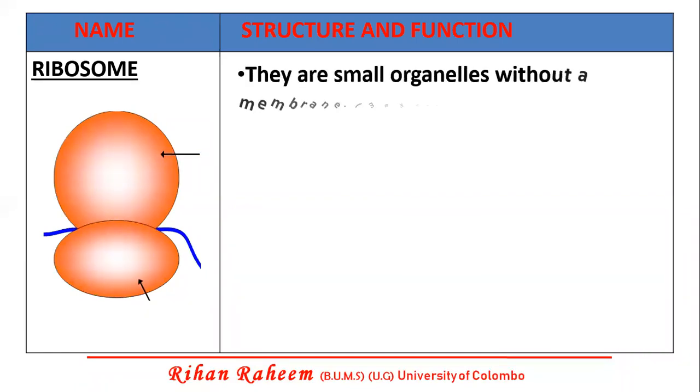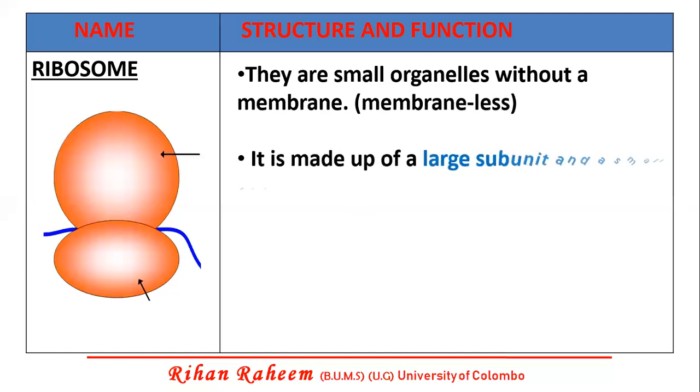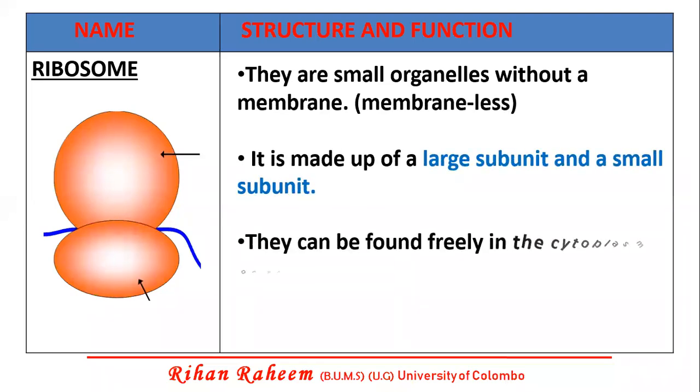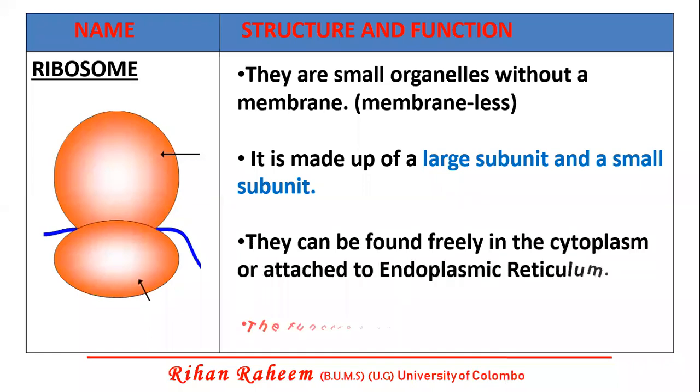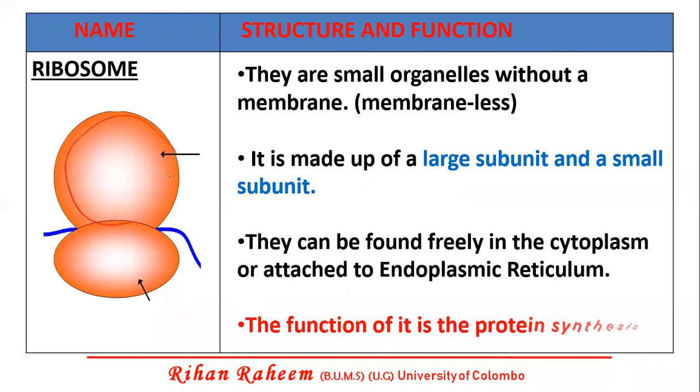So ribosomes are small organelles without a membrane. So membraneless, no membrane, that means they are open. It is made up of a large subunit and a small subunit. Upper floor, ground floor: small ground floor, big upper floor. Something like that, remember. Therefore, they are found freely because they don't have protection. They can be in any place.